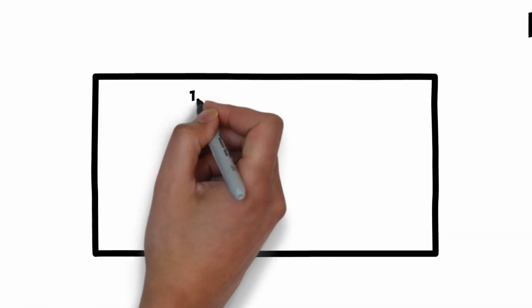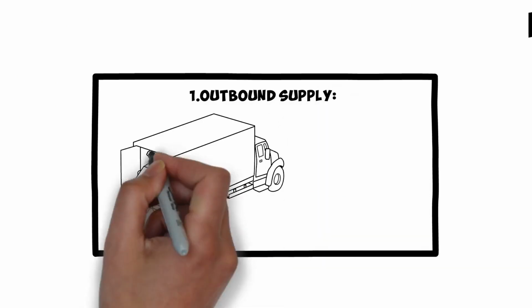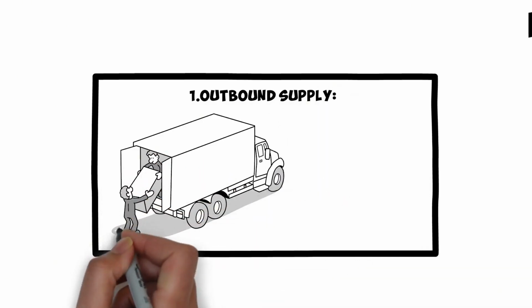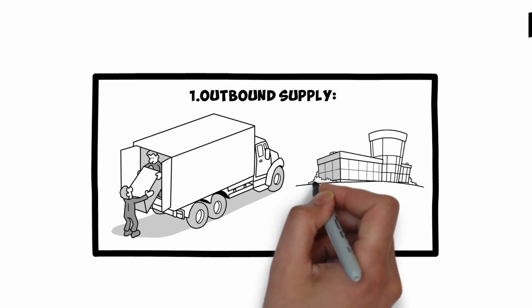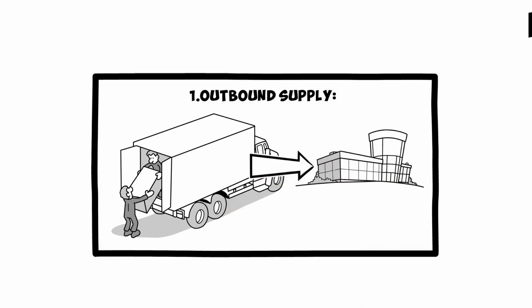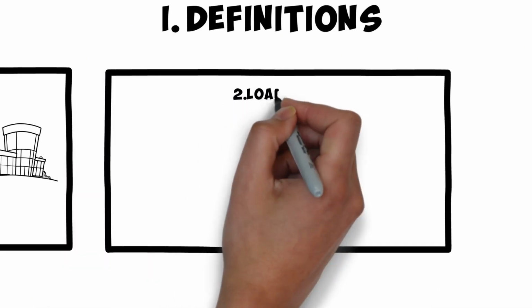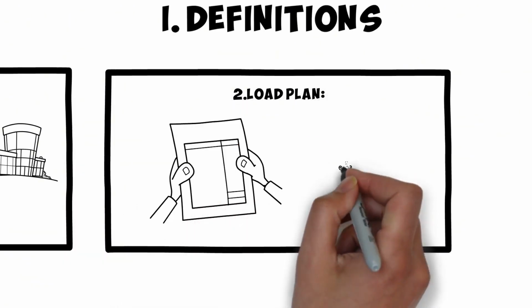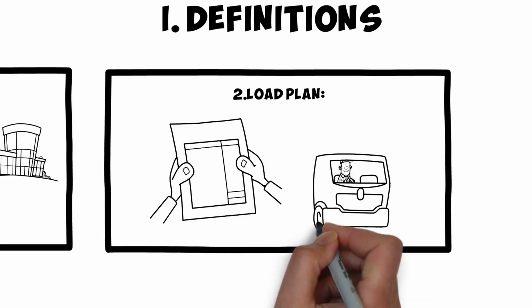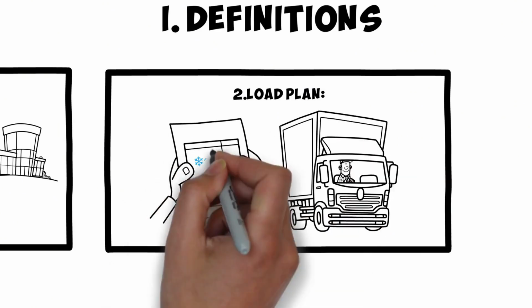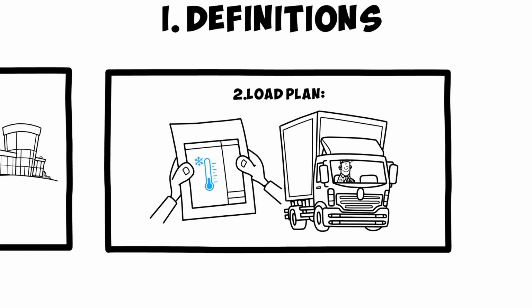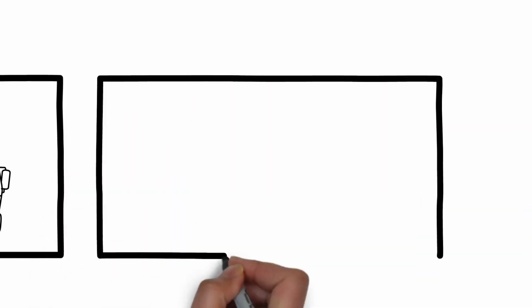First, definitions. Let's get familiar with some key terms you'll encounter. Outbound supply. This refers to the products we load onto containers for delivery to customers, suppliers, or other company locations. Load plan. This is our roadmap. It details how products should be loaded for quality assurance and ease of delivery. The load plan also considers the refrigerated space needed for temperature-sensitive products.